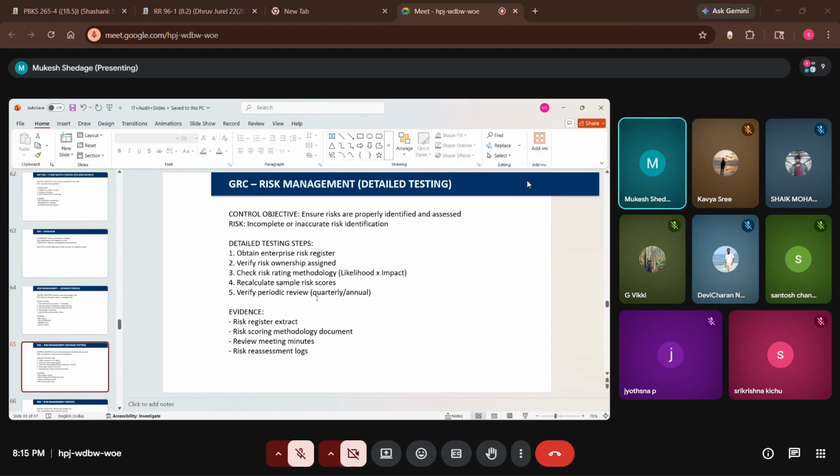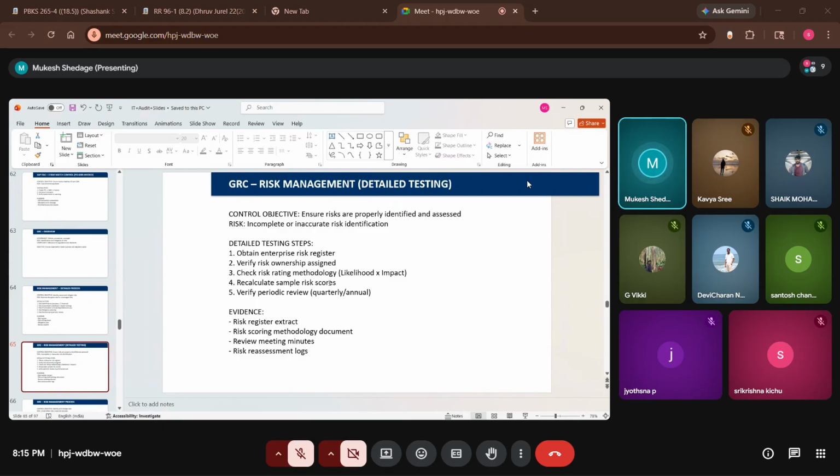Then how to do detailed testing? First step, obtain the enterprise risk register. Every organization will have a risk register. You need to obtain that. Verify who is the risk owner, meaning our control owner. Risks are associated with the controls only. So the control owner or stakeholder is the risk owner.